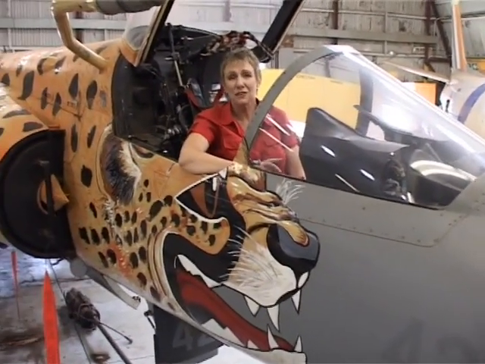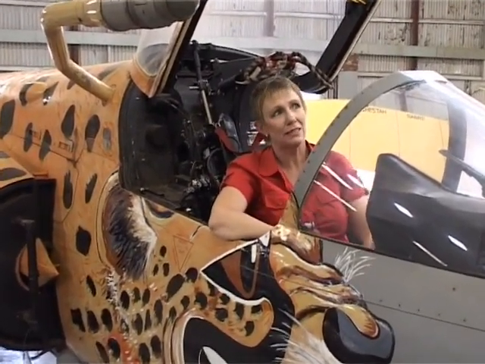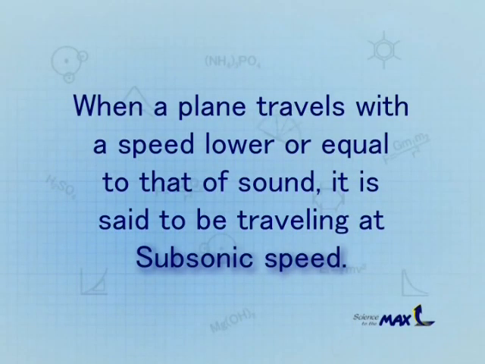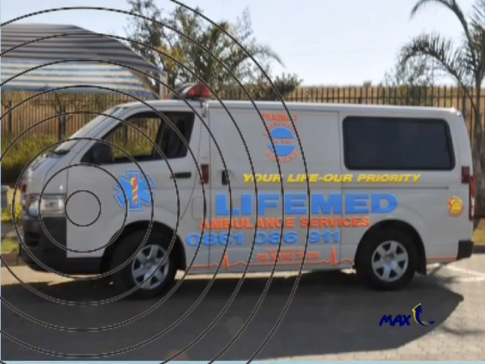The speed of sound is really fast, about 340 meters per second. But some aeroplanes, like the Cheetah, have been made to go faster than that and break the sound barrier. When a plane travels with a speed lower or equal to that of sound, it is said to be traveling at subsonic speed. When a plane travels with a speed greater than that of sound, it is said to be traveling at supersonic speed.